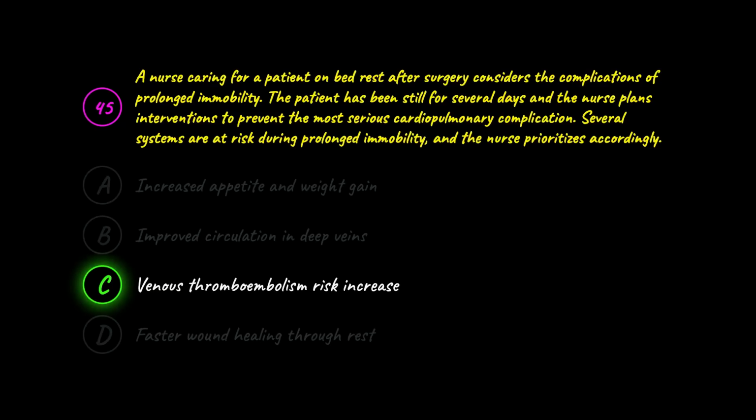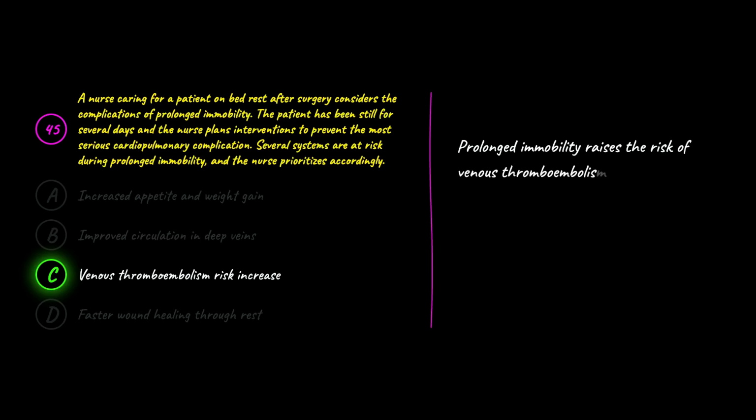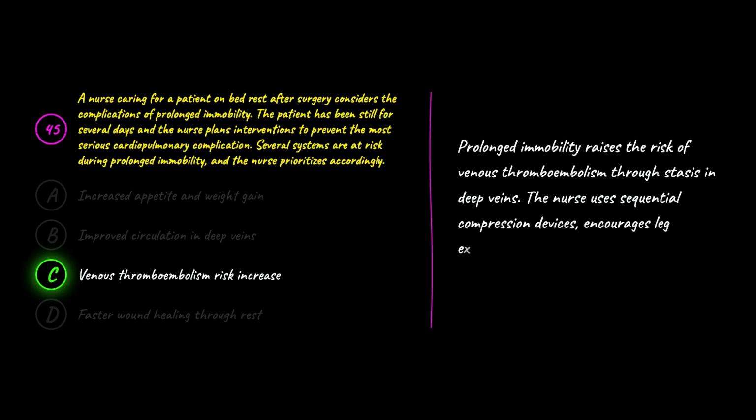The correct answer is C. Venous thromboembolism risk increase. C is correct because prolonged immobility raises the risk of venous thromboembolism through stasis in deep veins. The nurse uses sequential compression devices, encourages leg exercises, and ensures hydration to reduce clot formation during the recovery period.